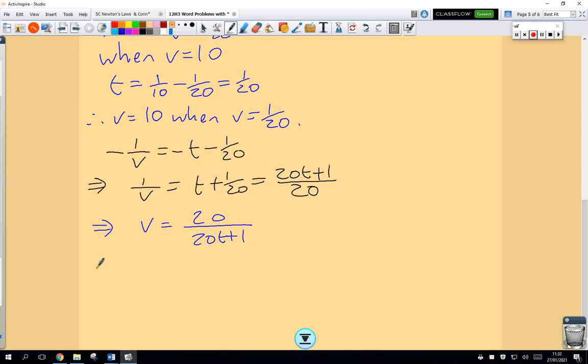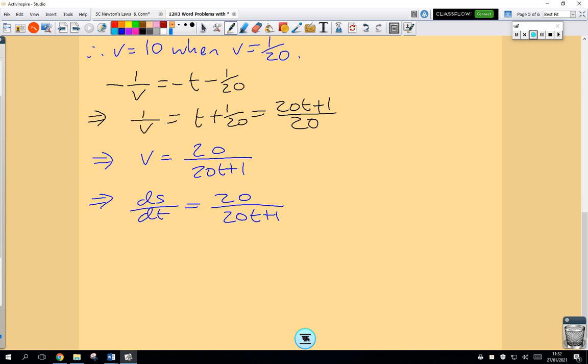Okay. Remember that v is equal to ds/dt, so I'm going to substitute in now. ds/dt is equal to 20 over 20t plus 1. And now I'm going to separate that, multiplying on both sides by dt. So I'm going to get ds is equal to, I'm going to factor out the 20, 20 times 1 over 20t plus 1, and I'm also multiplying by dt on both sides. And that's separated, and now I integrate.